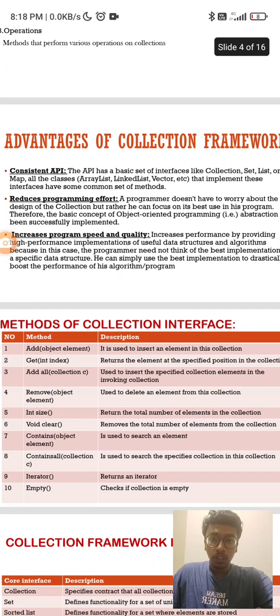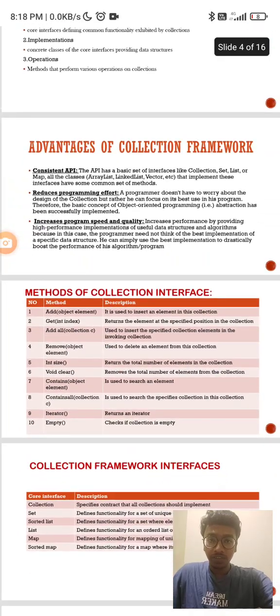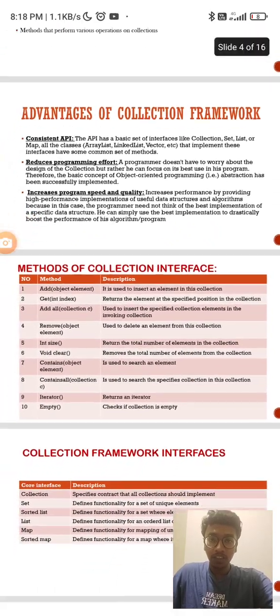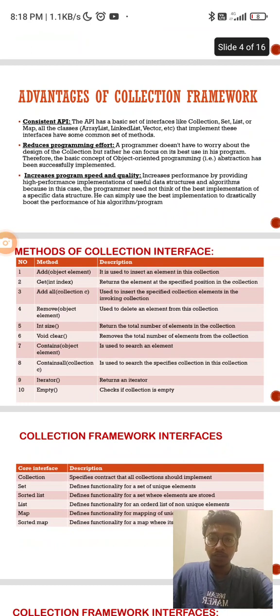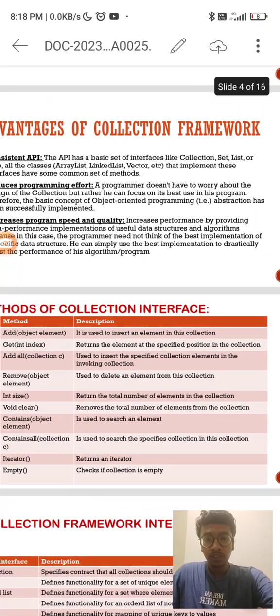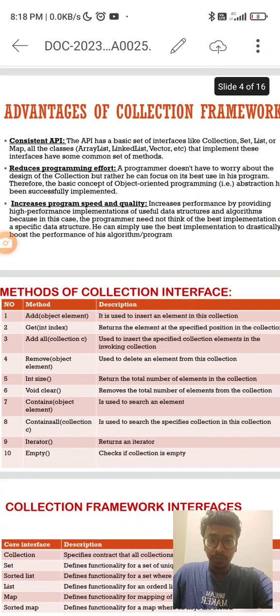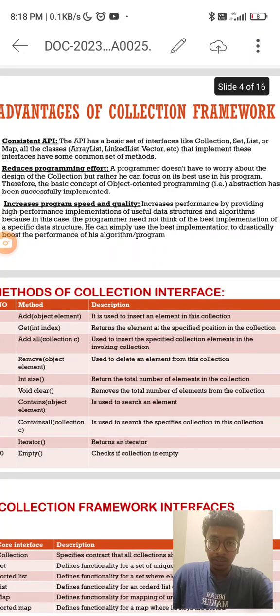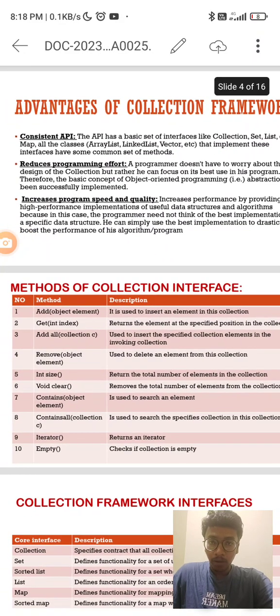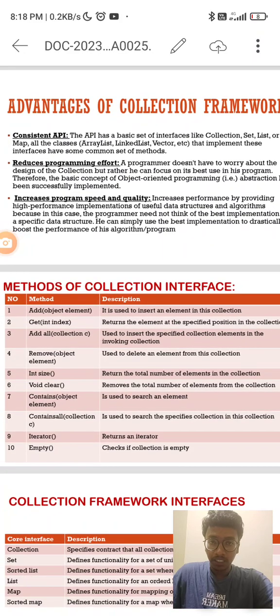So what are the advantages of collection framework? There are three main advantages of collection framework. The first one is consistent API, the second one is reduces programming effort, and the third one is increases programming speed and quality. The first one is consistent API. The API has a basic set of interfaces like collection, set, list or map, and all the classes that implement these interfaces have some common set of methods.